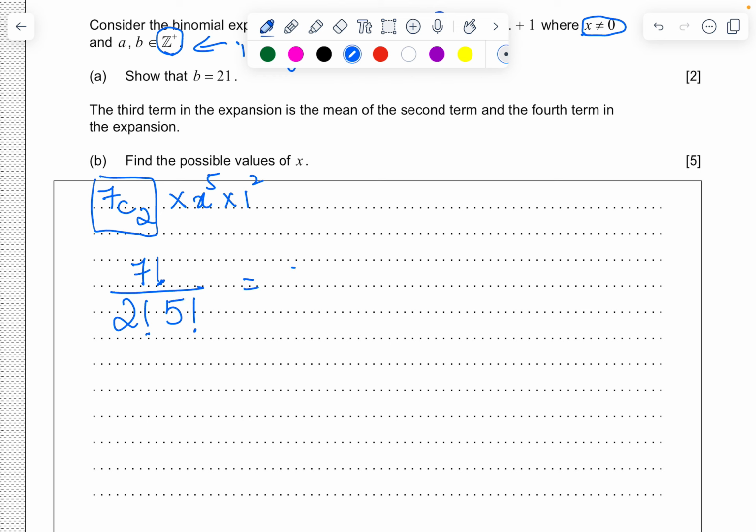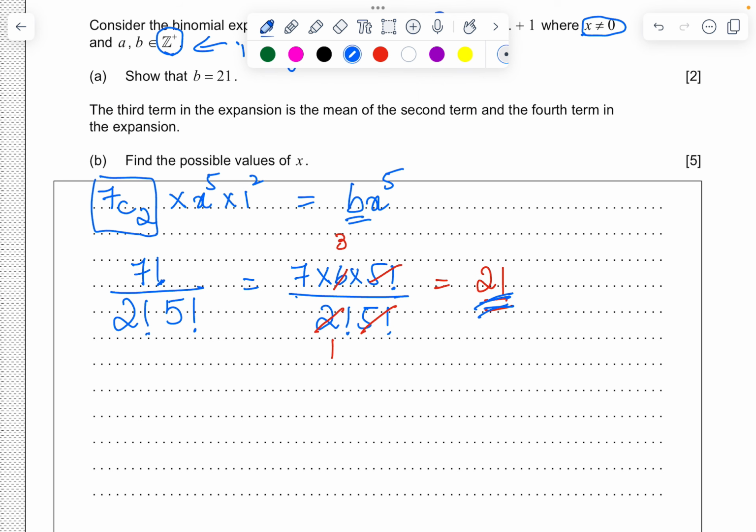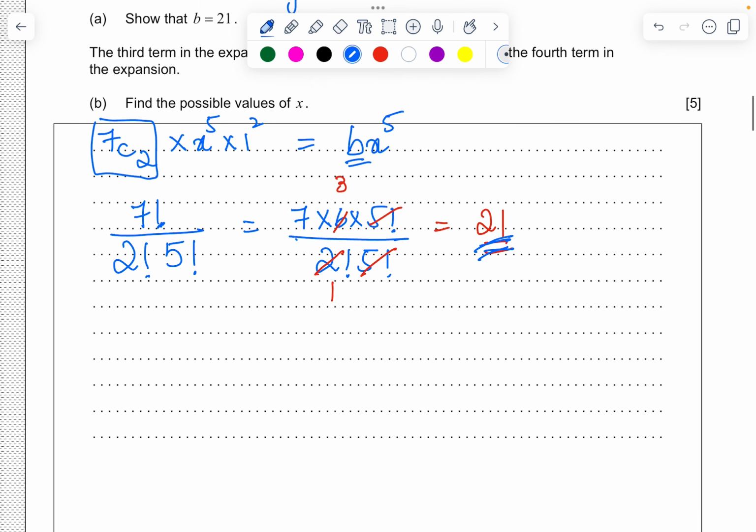Okay, so I'm going to expand this. 7 factorial I can write as 7 times 6 times 5 factorial over 2 factorial times 5 factorial. Now we can cancel the 5 factorial, and 2 factorial is nothing but 2. So 2 times 1 and 2 times 3. So b is basically 21. So this was b x to the power of 5, so b is basically 21. We have shown already that b is 21. This was part A. Now let us see part B.